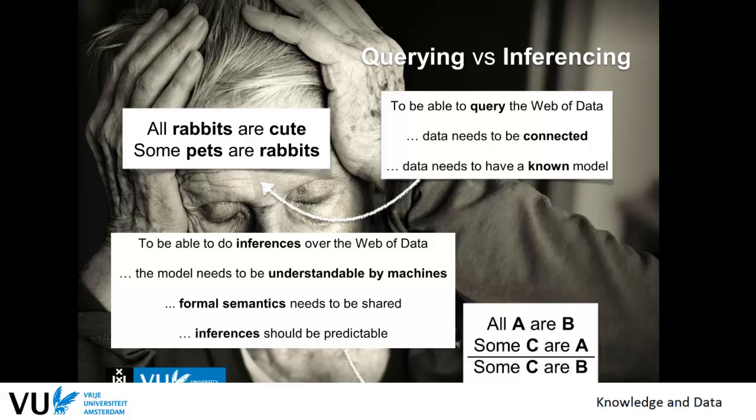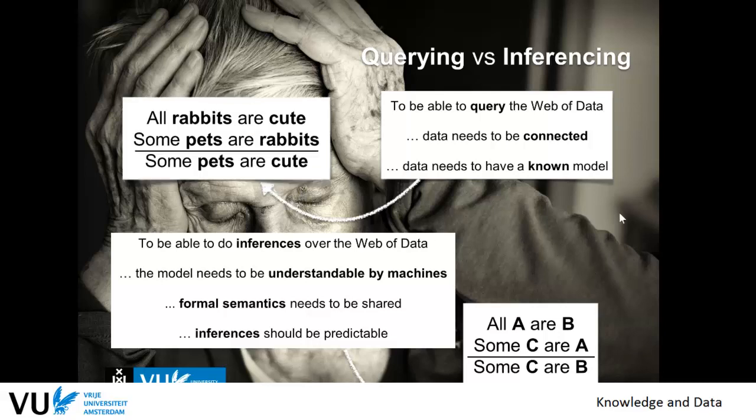Only when we have a semantic notion assigned to the operators, all, are, some, and so forth, can we now conclude from our database, all rabbits are cute, some pets are rabbits, that there is also something that follows from these two statements, namely that some pets are cute. This follows because we have to do some inference based on the formal semantics and the notion of entailment that you have already met.